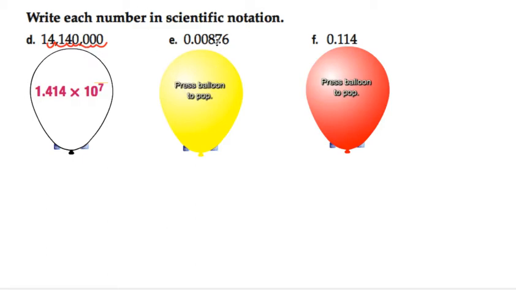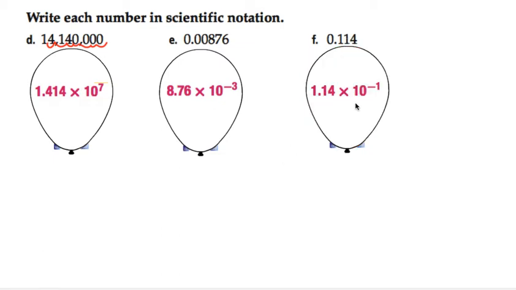This one, our first non-zero decimal is 8, so we want to go between the 8 and the 7. And we get 8.76 times 10 to the minus 3. That's how many decimal places we moved. It's negative because the number is less than 1. First non-zero digit is 1, so we're going to have 1.14 times 10 to the minus 1. We only had to move 1 place. This number is less than 1, so it's a negative 1.